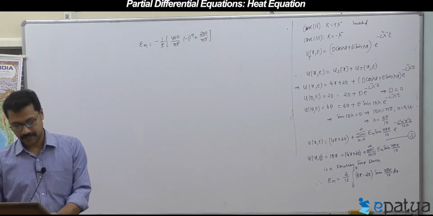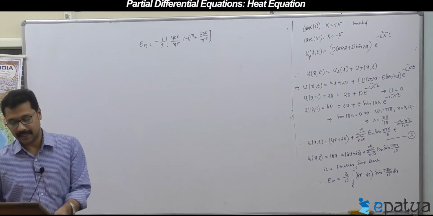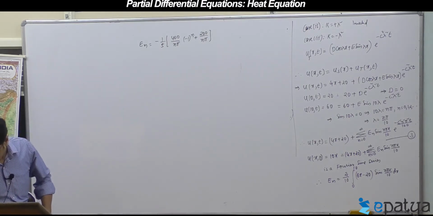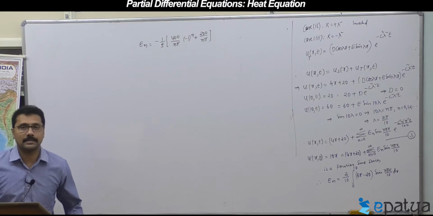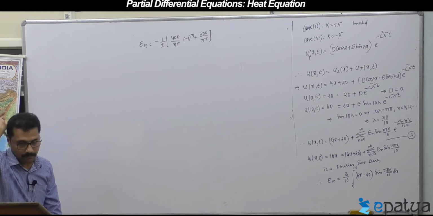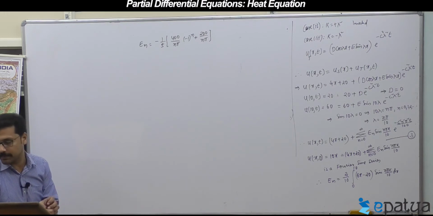One question for your homework. This question has 2 sub questions. An insulated rod of length L has its ends, capital A and capital B, maintained at 0 degree centigrade and 100 degree centigrade respectively, until steady state conditions prevail.